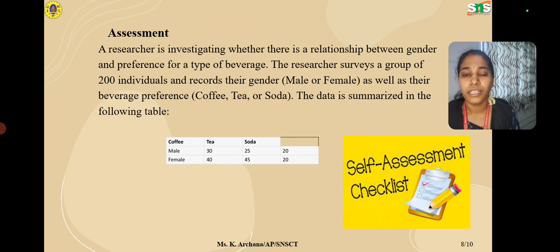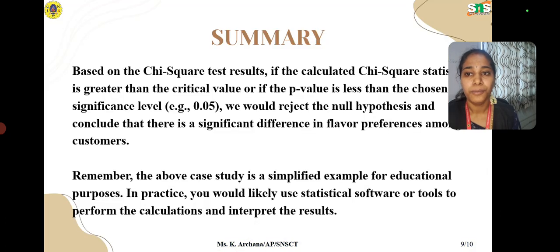Here is a small assessment for you all, to check whether you are accepting or rejecting the hypothesis. A researcher is investigating the relationship between gender and preference of types of beverages. There are nearly 200 individuals, recorded as male or female, with beverage preference of coffee, tea or soda. I have given the data below. You can do this as an assessment and say whether it is associated or not.